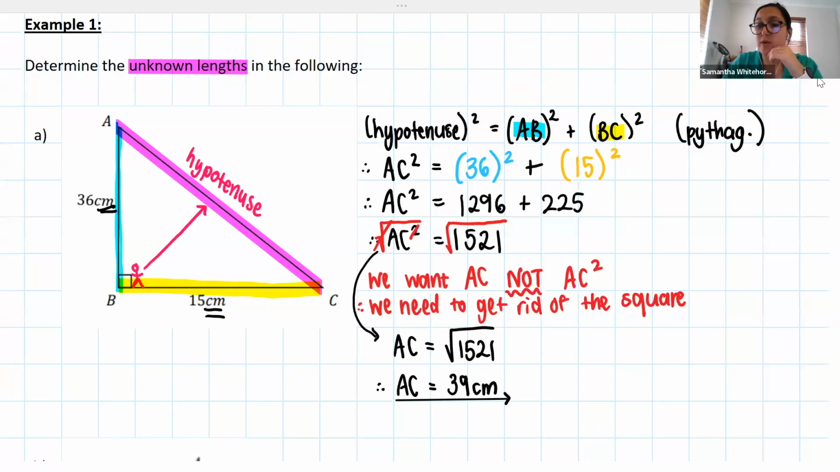So Mila, yes, you have to square root. You want AC, you don't want AC squared. So to get rid of the square, we have to use a square root.